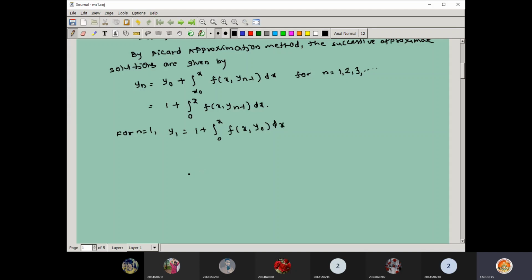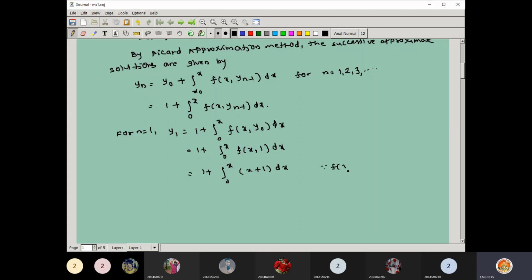I am just substituting that value. Or I can write 1 plus integral over 0 to x f of x comma y naught, where the y naught value is nothing but 1, dx. So it is equal to 1 plus integral 0 to x, keeping the integrand f of x comma y. f of x comma y means x you are keeping as it is, only in the place of y you are writing 1. So what is your actually f of x comma y? Your f of x comma y is nothing but x plus y. So I'm using the same formula, x plus 1, dx.